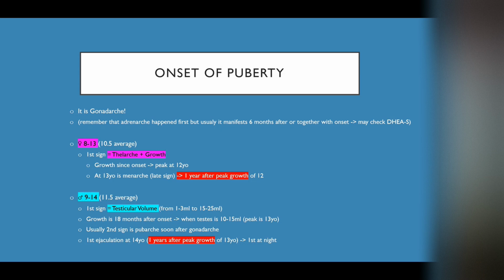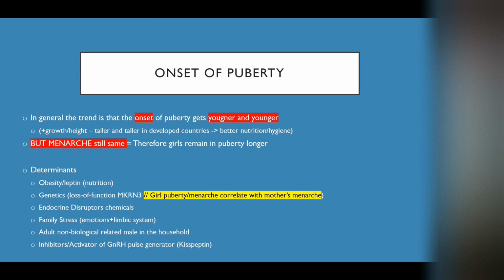Know this one. In general, if they ask you what the general trend is, you just say that it moves on with the years. Remember I told you that anthropometry and all the data are revised every 2-3 years. So every 2-3 years, we have to change: the onset of puberty is getting younger and younger, but the menarche still remains the same. Therefore, people remain in puberty longer.